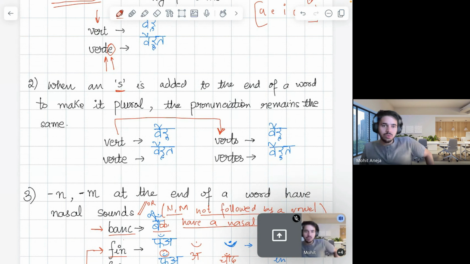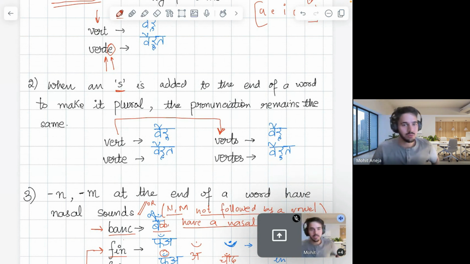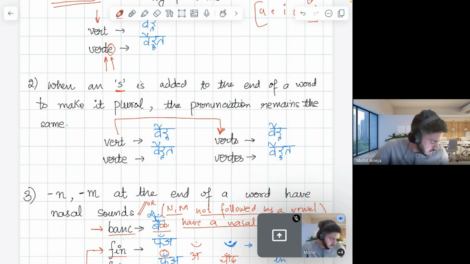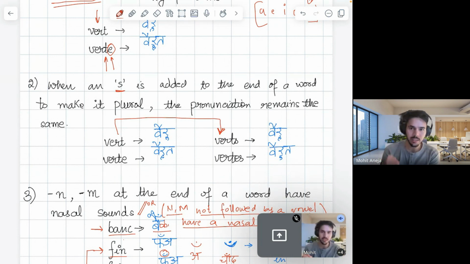I encourage you to note these down, but I'll share this PDF as well within the drive that I have. So, when an S is added to the end of the word, the pronunciation remains the same as it was before adding the S. And when do we add an S to a word? Usually it is to make it plural. Like in English, we have S or ES added to a word to make it plural. In French as well, we add S to certain words, not all of them.